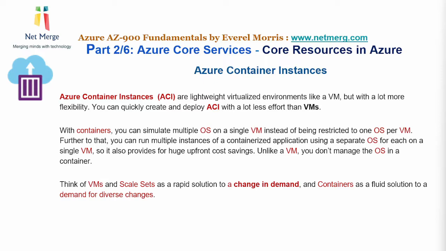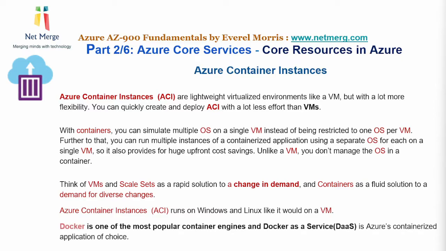So that's the difference. One is able to scale for demand for more resources, and one is able to scale for diversity. So if you have a diverse need, you want to draw for the containers. Now Azure Container Instances run on Windows and Linux, so that is good. So you could use them in any environment, and you want to know that Windows or Azure is using the Docker container. So if you're familiar with the Docker engine or Docker as a service, that's what Azure is using for their containerized application choice.